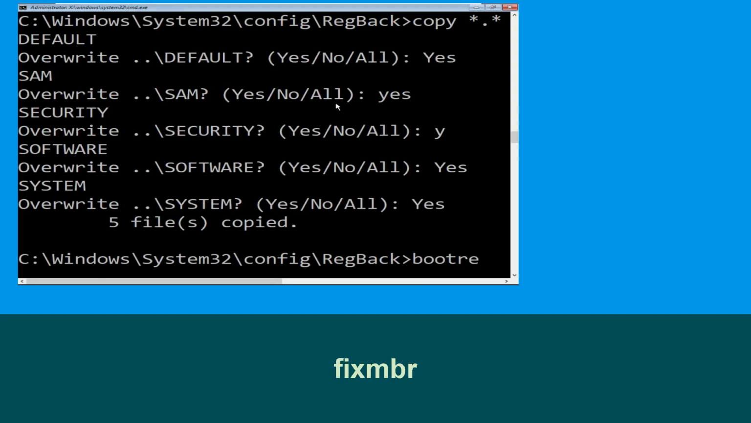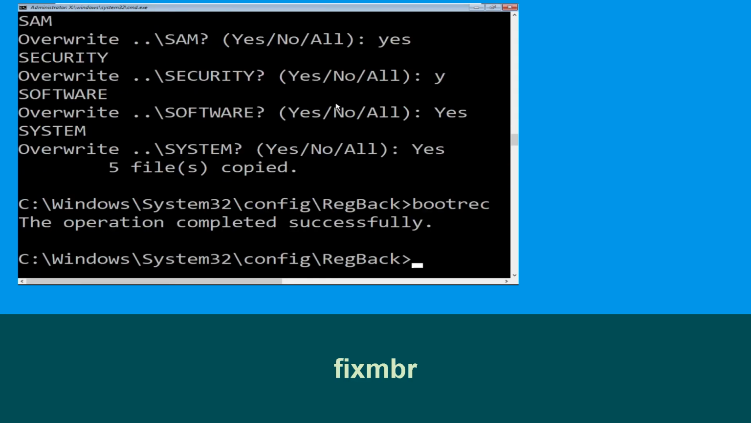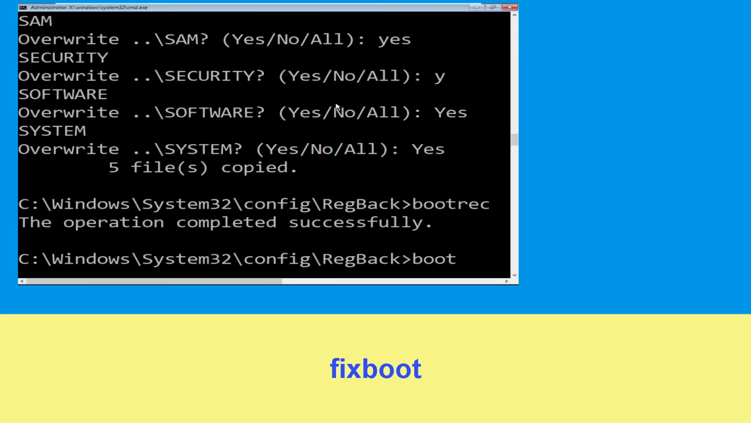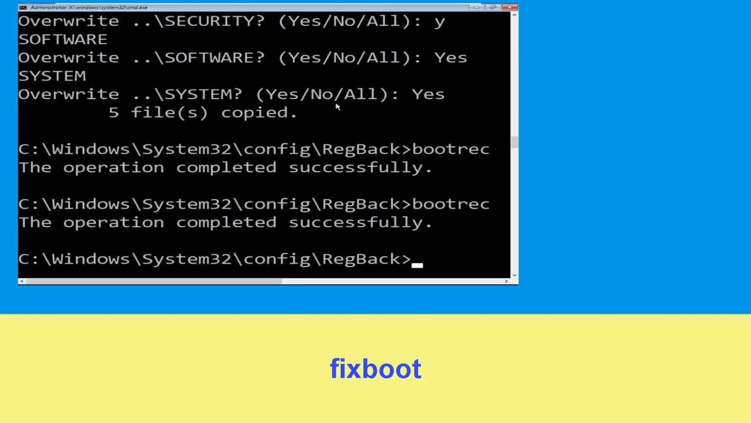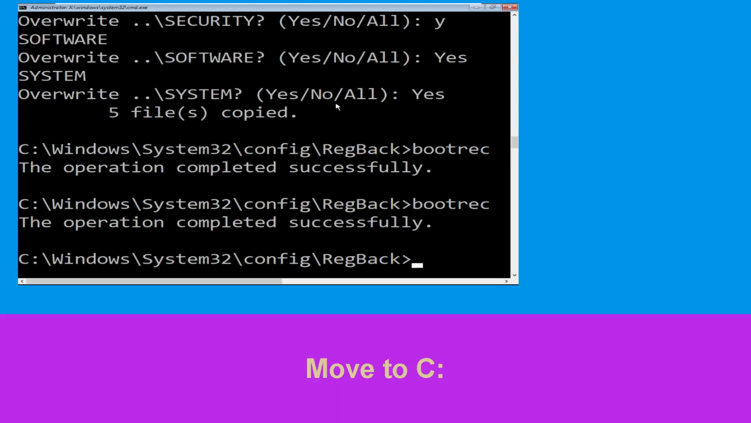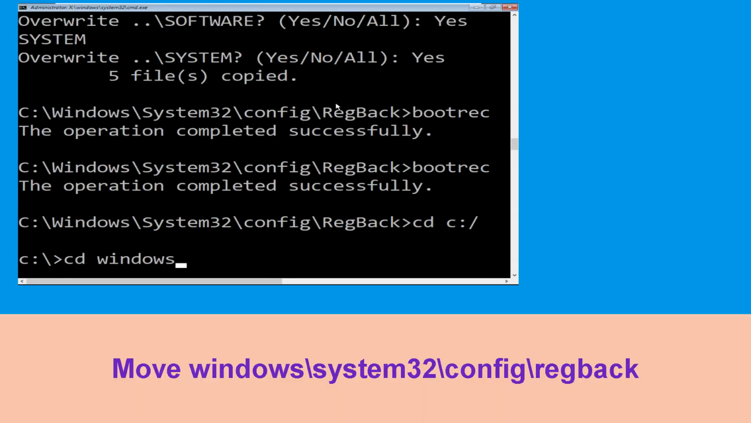Now type bootrec /fixmbr and hit enter to execute the command. Now type bootrec /fixboot and hit enter to execute. Now type cd c:/ and simply hit enter. Now type cd windows/system32/config/regback and hit enter to execute.